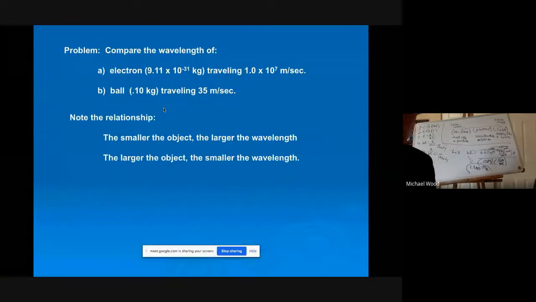Okay, so then I've kind of restated what I've got here on the board. The smaller the object, the larger the wavelength. Like what we did there, an electron had a longer wavelength, much larger than a ball. And the larger the object, the smaller the wavelength. Okay, that's what I was saying.